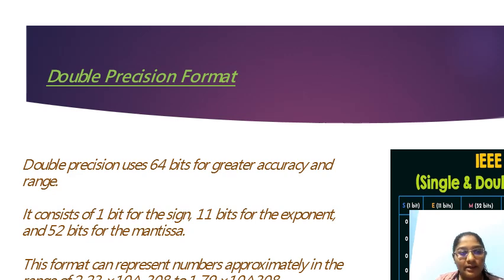In the double precision format also there are some special cases: 0, infinity, NaN and denormalized numbers. This format can represent numbers approximately in the range of 2.23 × 10^-308 to 1.79 × 10^308.